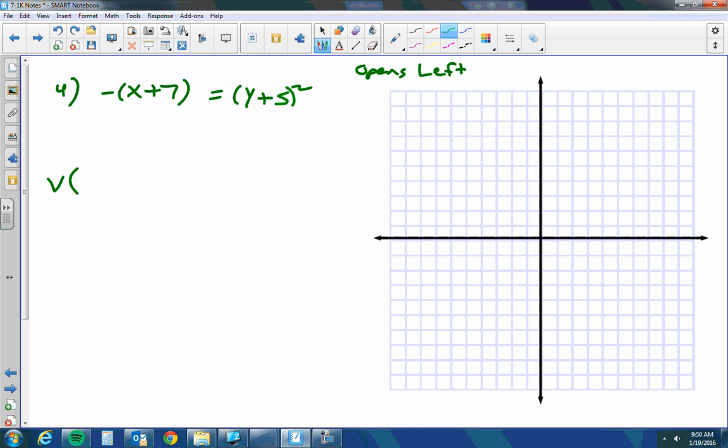All right, where's the vertex? -7. There you go. And be careful. X and Y kind of switch places on these equations, so just be careful. Now, we're going to go and draw the parabola. Plot the vertex.